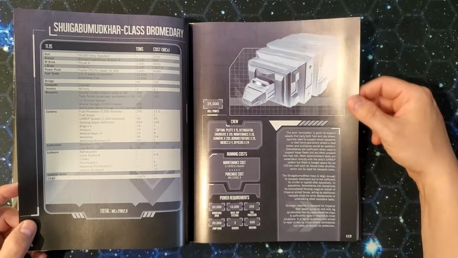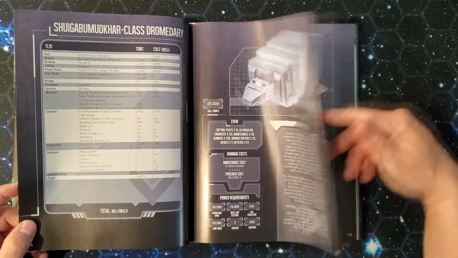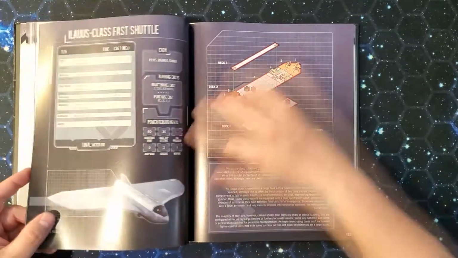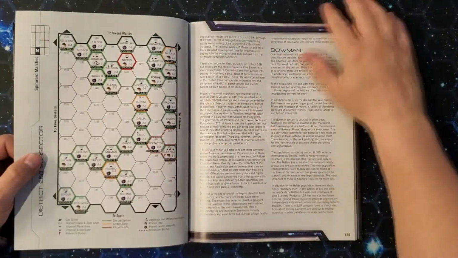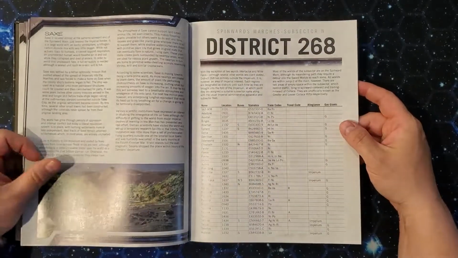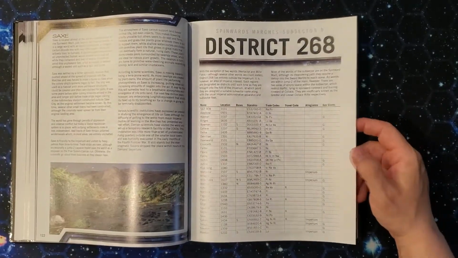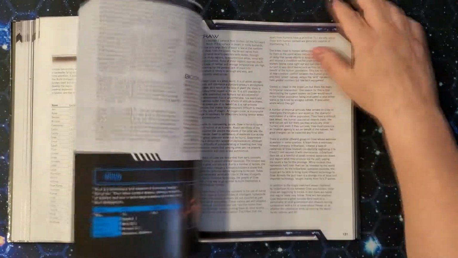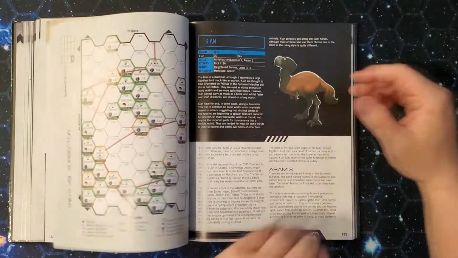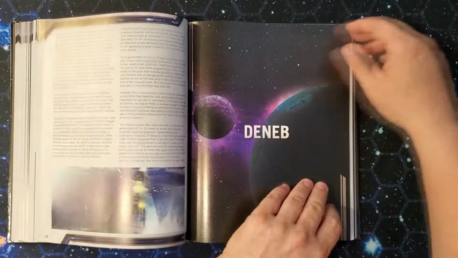Dromedary. It's a 50,000 ton hauling ship of some kind. Sounds like, no doubt named after the camel. Here's District 268, which is, I think, one of the better places to set a campaign. Here's the Glisten subsector, or Gliston, which I think is how it is supposed to be pronounced.